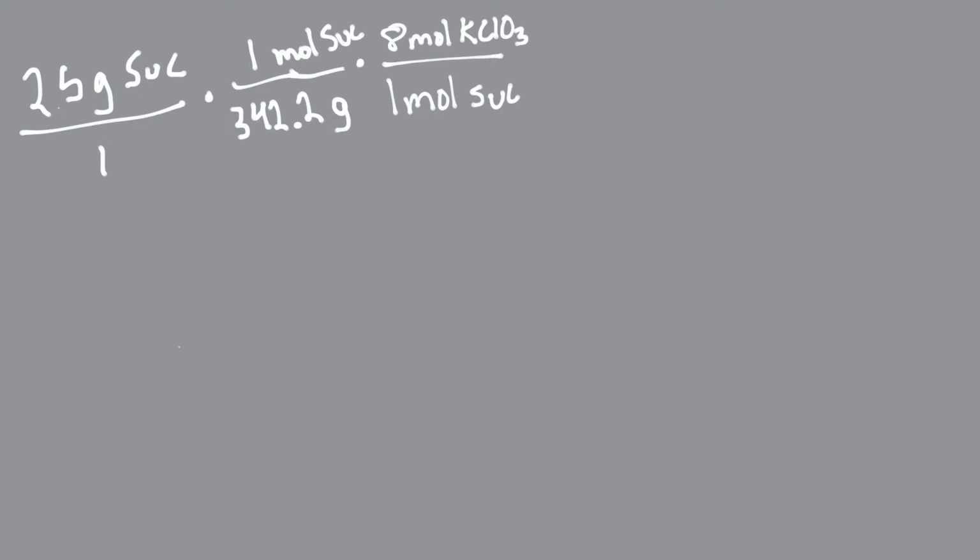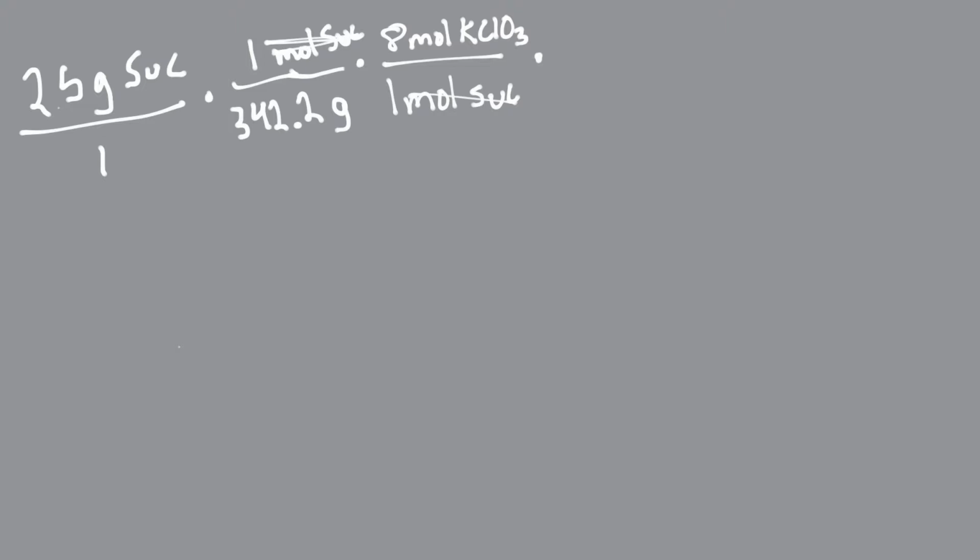If you look in the chemical reaction, it's 1 C12H12O11 plus 8 KClO3, right? That 8 that we used to balance our equation is saying that for every 1 mole of sucrose you're going to use 8 moles of KClO3. Basically, you've converted from moles of sucrose to moles of KClO3, which is what we want, but now we want grams of KClO3, so we're going to use molar mass and convert back to grams of KClO3. So let's go ahead and do that.